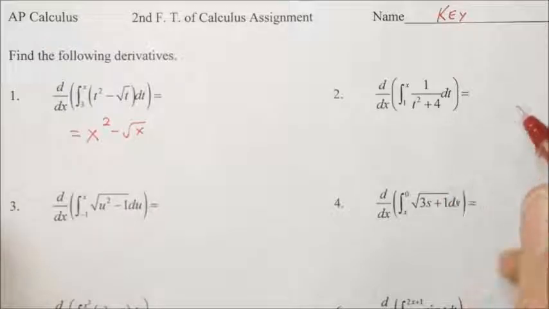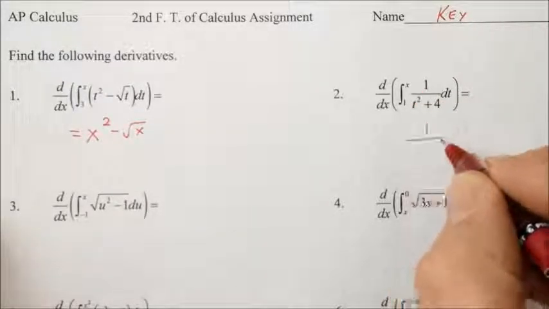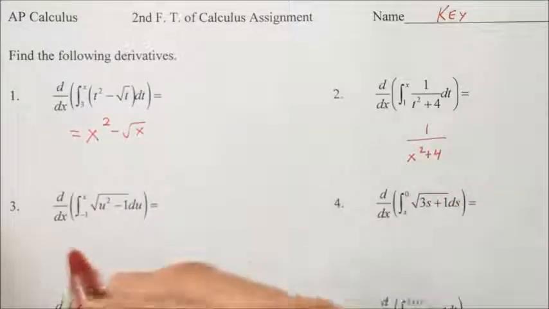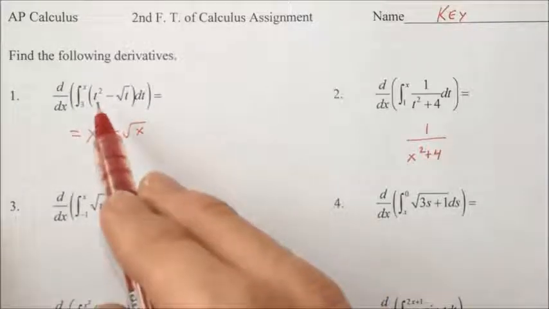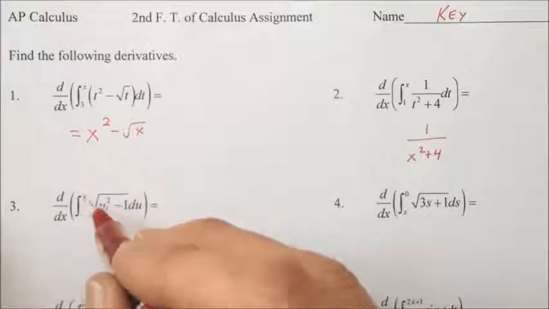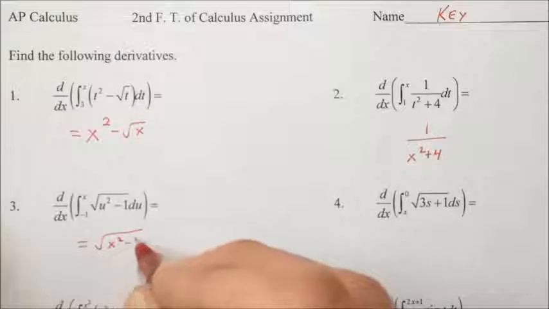For number 2, same thing, just an x up here. So we have 1 over x squared plus 4. For number 3, it doesn't matter that it's a u here as opposed to a t. Same idea, replace u with x. So we have the square root of x squared minus 1.